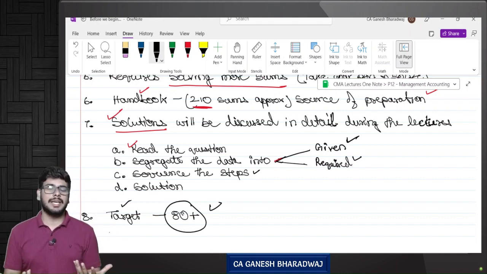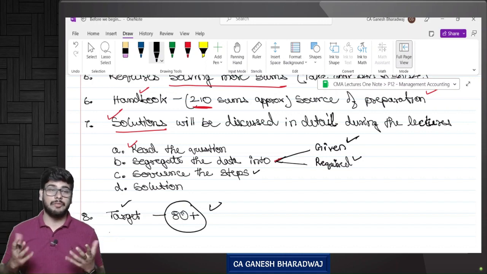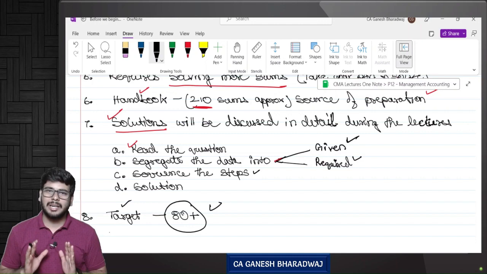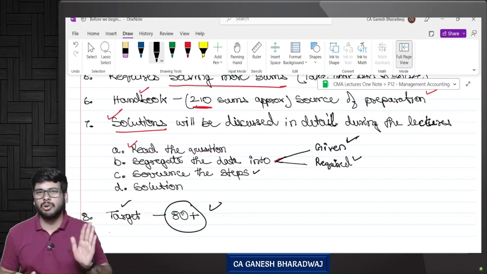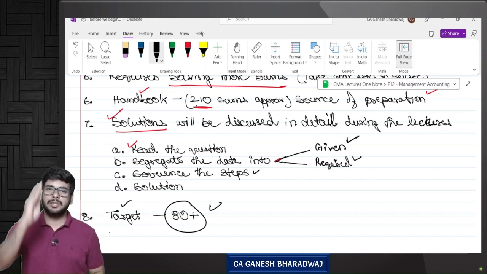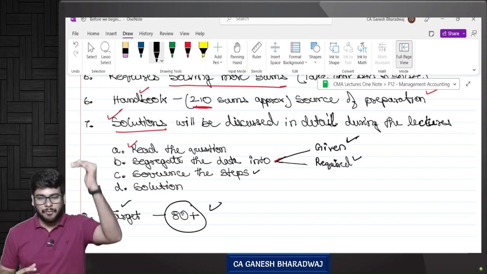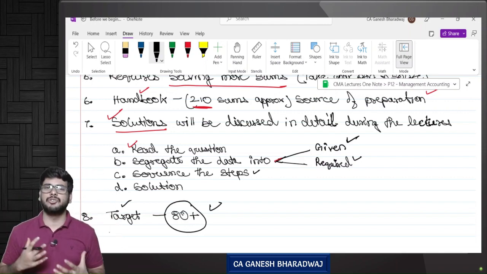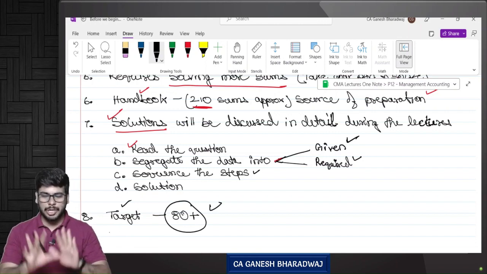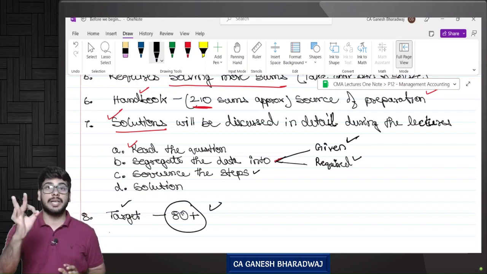People around us keep telling that this is a high level course, so you cannot score above 70, 80 and all. Our target is only 60 or 50. No, don't think like that. Scoring an 80 plus is 100% possible. It is absolutely possible if you follow all these things. Whatever I tell you during the course of our lectures, if you strictly follow that, getting an 80 plus is possible.